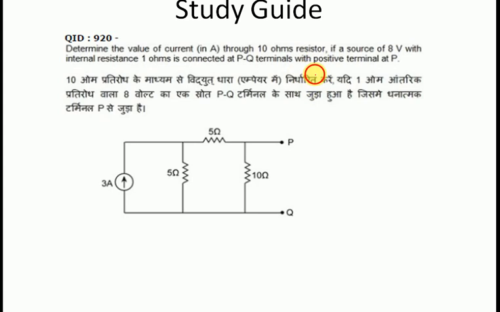Here it is said that there is a 10 ohm resistor, and a source of 8 volt with an internal resistance of 1 ohm is connected at the PQ terminal, with the positive terminal at P and negative at Q. The internal resistance of 1 ohm is connected in series. So this is the actual figure of the problem. Now what do we have to do? We have to find the current through the 10 ohm resistance.